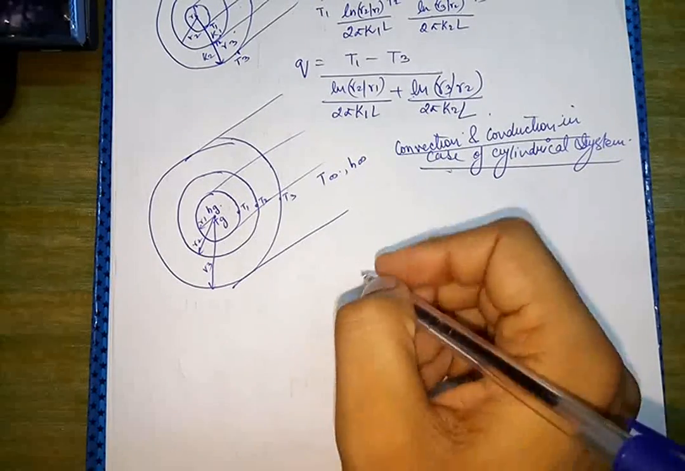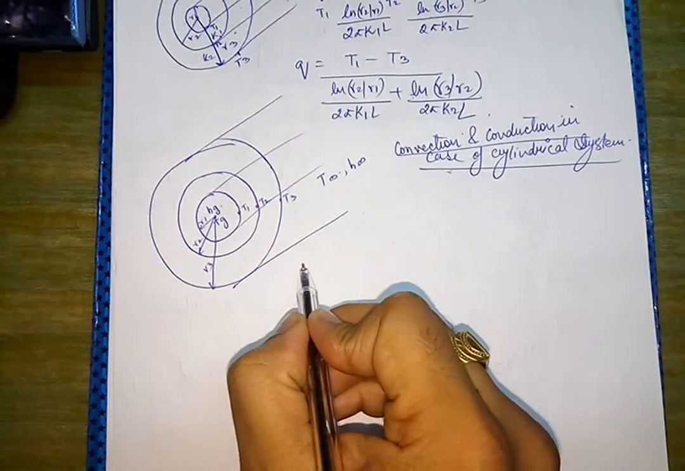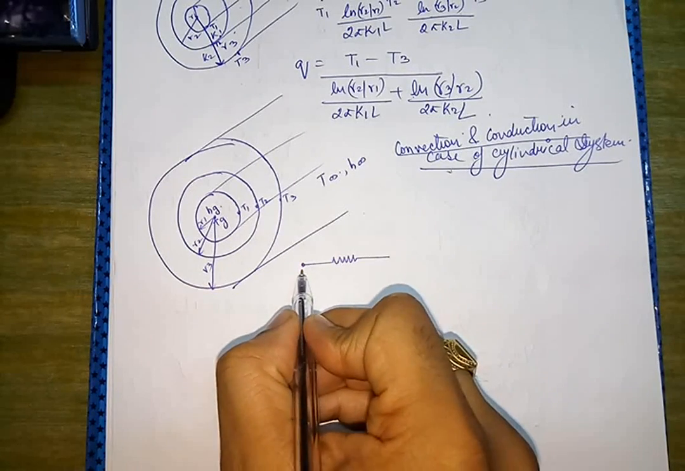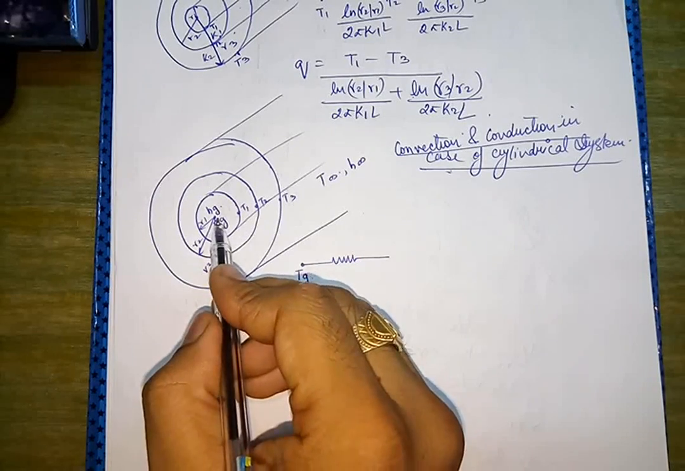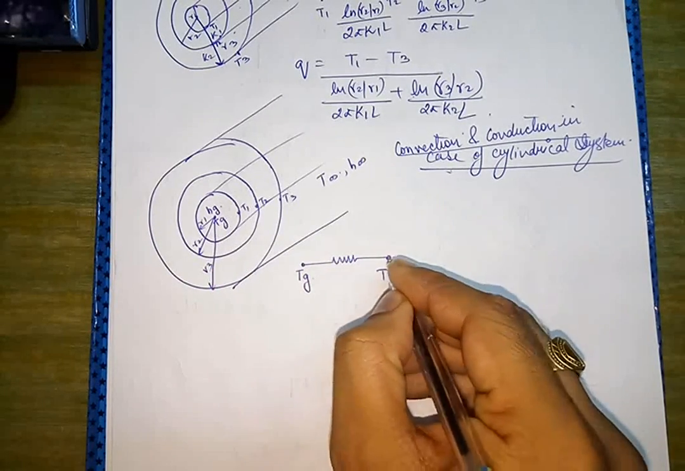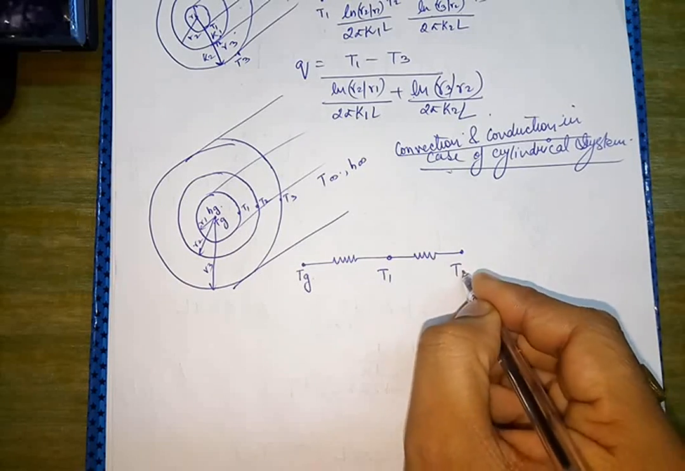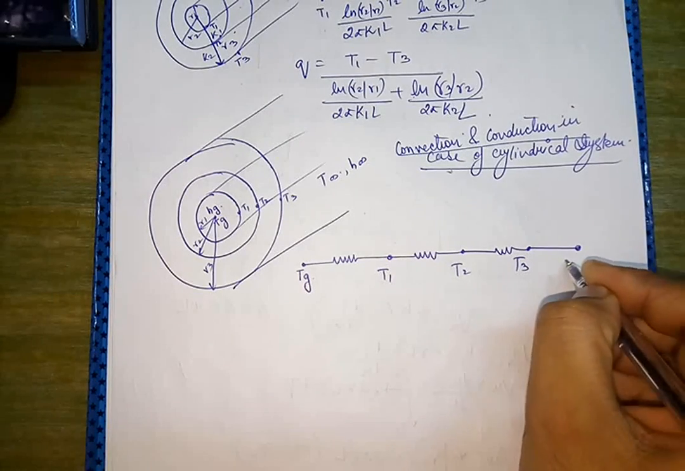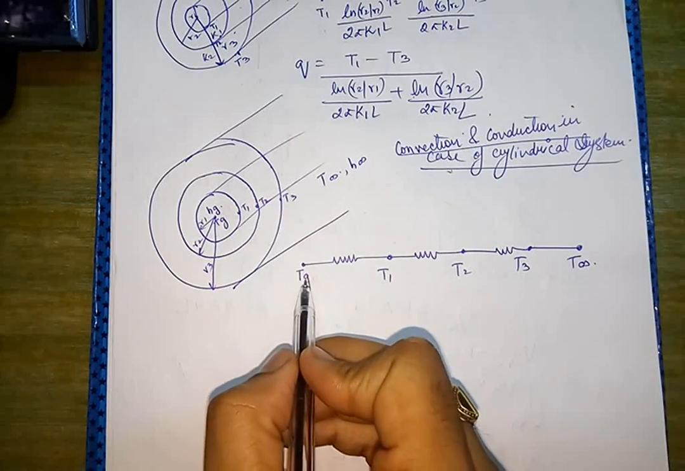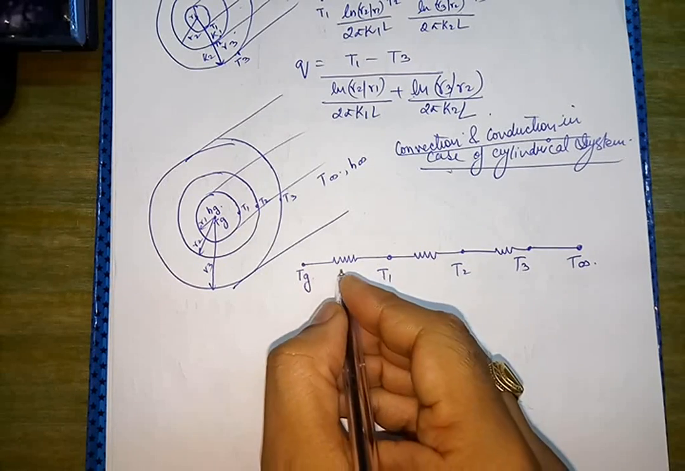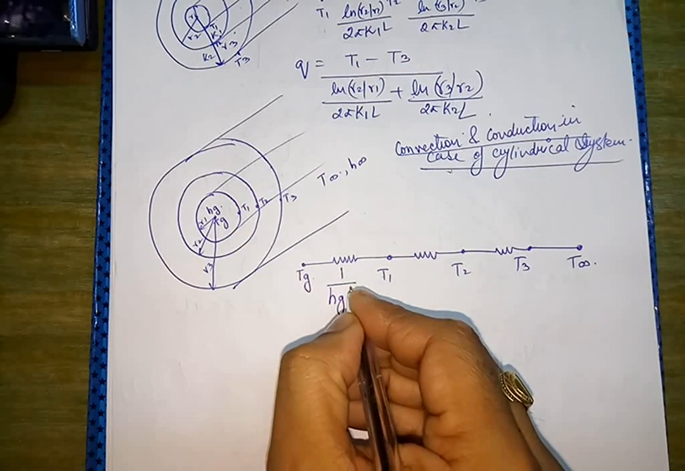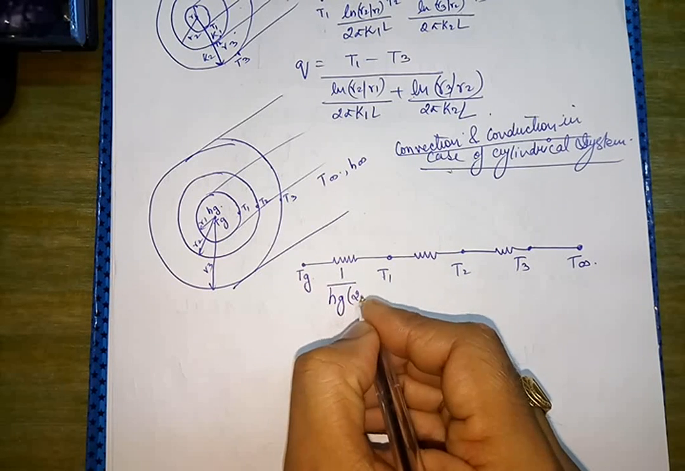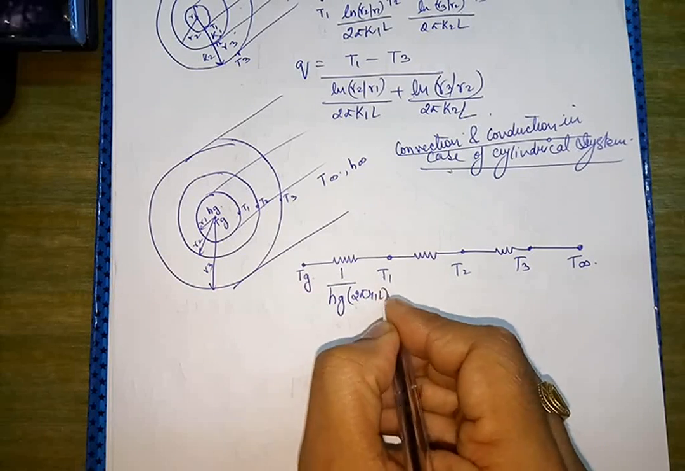Okay, now if I draw the diagram for this circuit, there will be a number of points equivalent to the number of temperatures: Tg, then T1, then T2, then T3, then T infinity. Between Tg and T1 we have convection, so we will have convection resistance 1 upon Hg into area. Area would be 2 pi R1 into L.